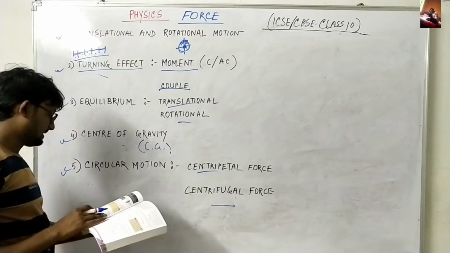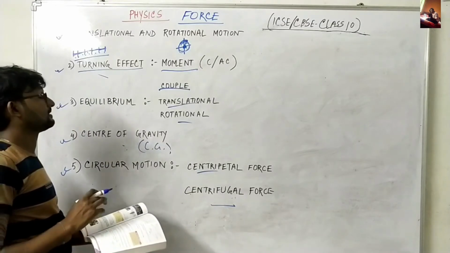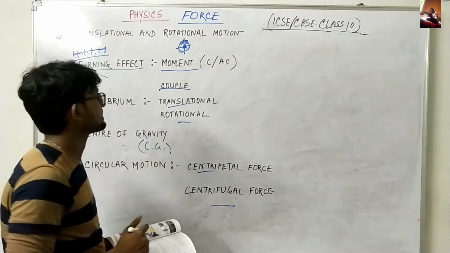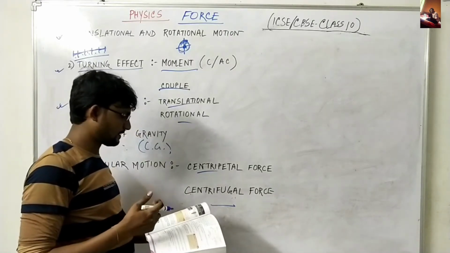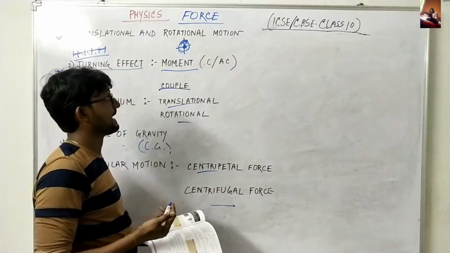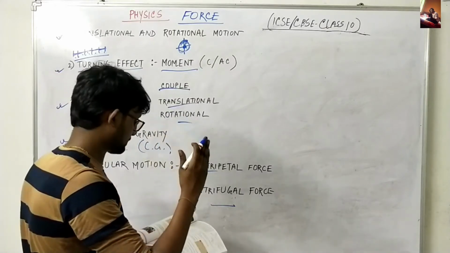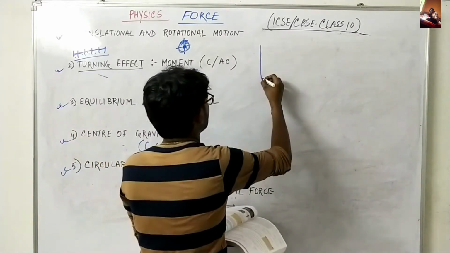Now number 2, the turning effect of a force. What are the turning effects? Number 1 is the moment, number 2 is the couple. So what is the moment? The turning effect of a force on an object about a given axis or a particular fixed point is known as the moment of a force.